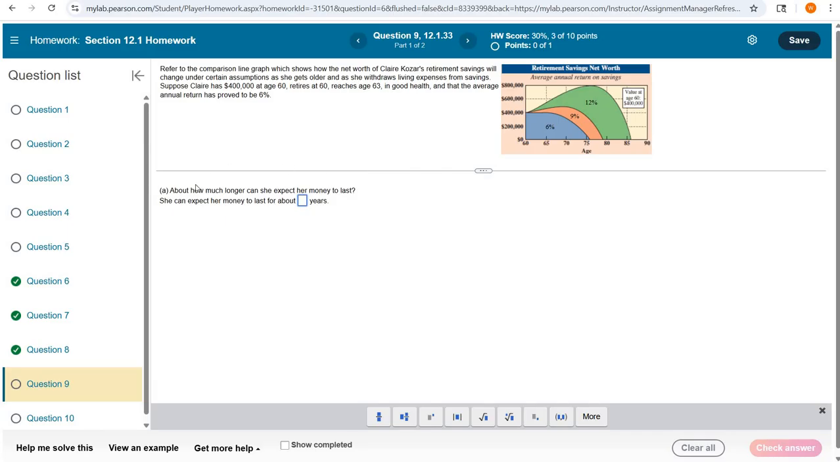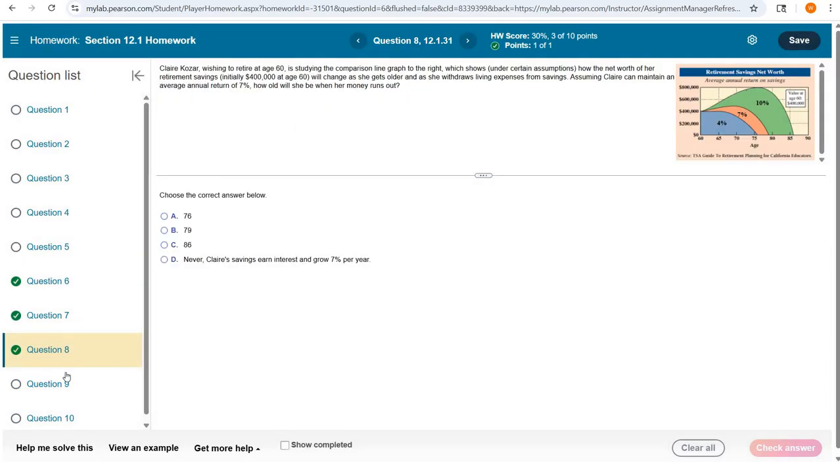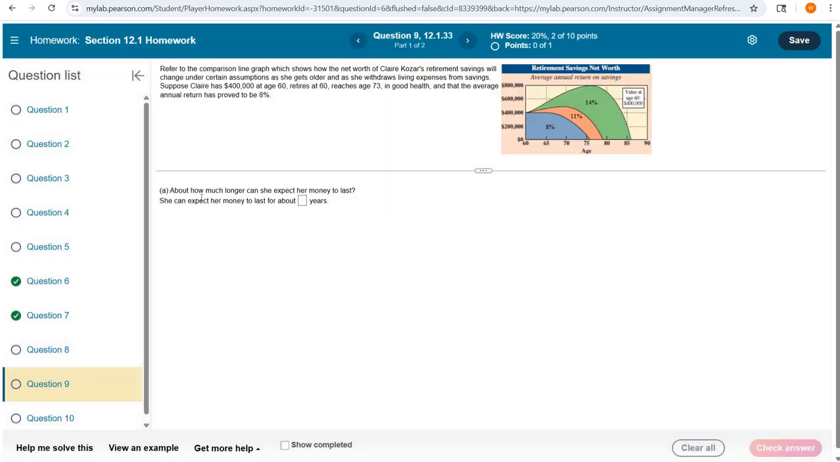Okay. The question isn't what her age is. If I go back a question, it was how old will she be when her money runs out? This is a new question. How much longer can she expect her money to last? I'm like, oh, well, she's 60 now, and that's 76. That's just 16 more years. So I think it's 16, but I'll miss that as well because I need to read the question.